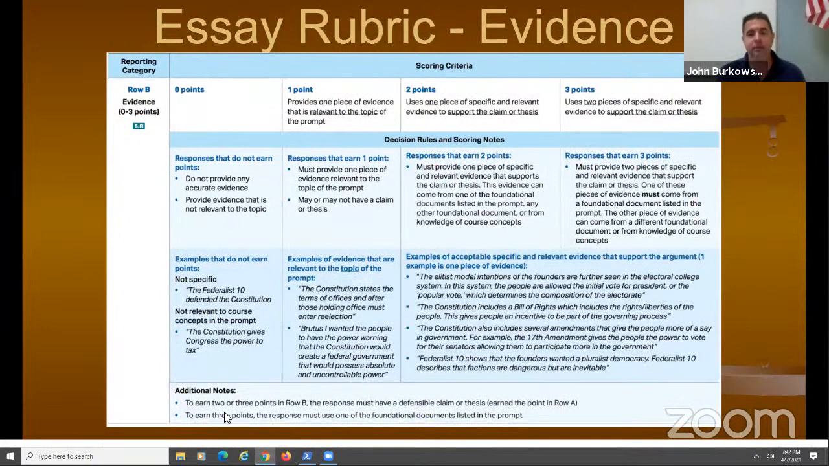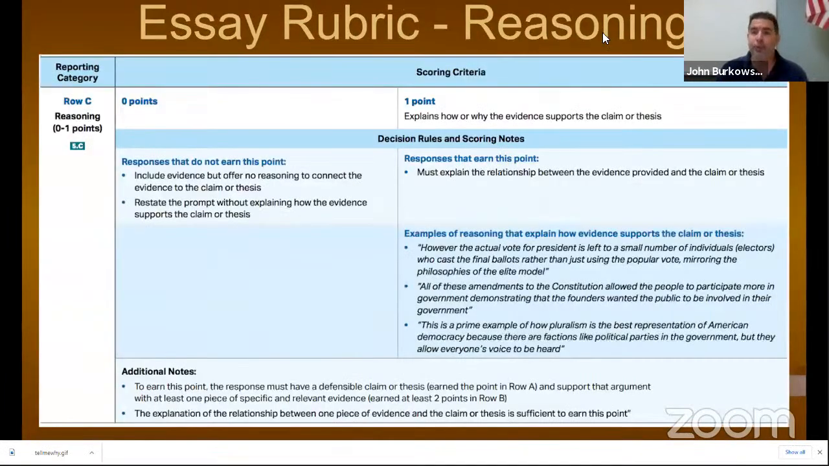Right? And remember, see, look here. To earn 3 points, the response must use one of the foundational documents listed in the prompt. And then boom, to earn 2 or 3 points in row B, the response must have a defensible claim or thesis. I wasn't making it up. Reasoning. Explain how or why. Oh, no, not the how or why. I can identify, I can describe, I know the who, what, when. Oh, forgot that one. But the how and the why, no.